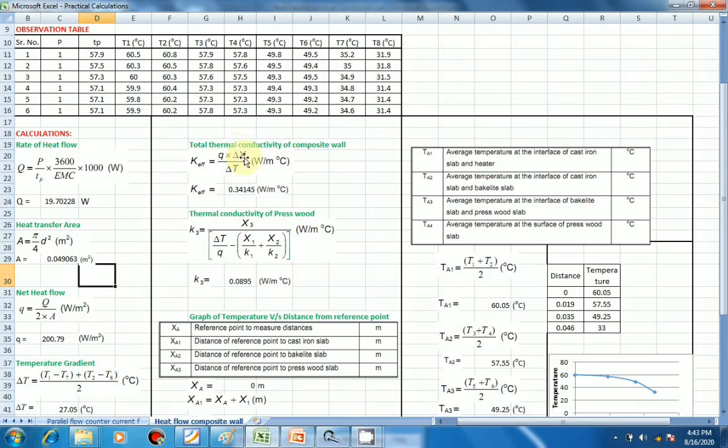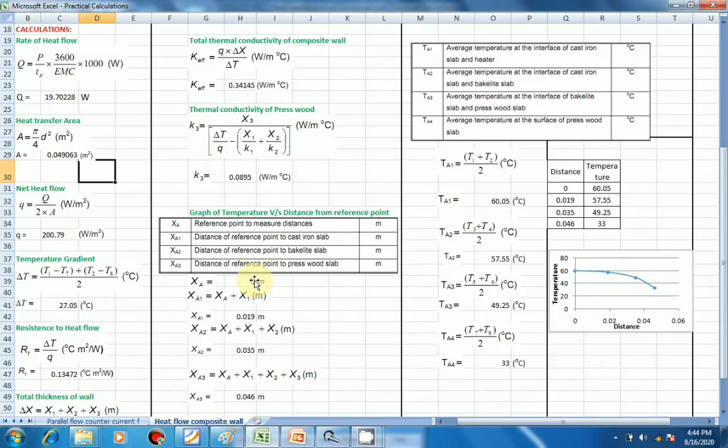Then the total thermal conductivity of the composite wall. So the equation for total thermal conductivity is Q into delta X divided by delta T. So we got the value of total thermal conductivity as 0.34145 watt per meter degree Celsius. Then this is the equation for calculating thermal conductivity of the unknown material, which is our press wood. So we got its value to be 0.0895 watt per meter degree Celsius.